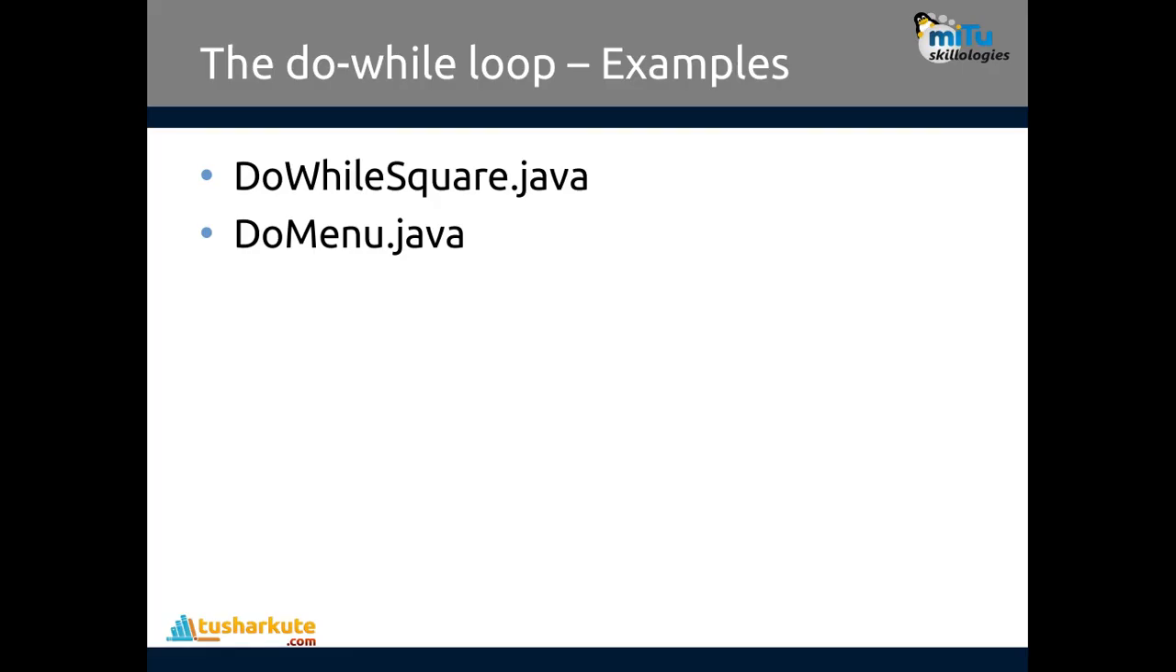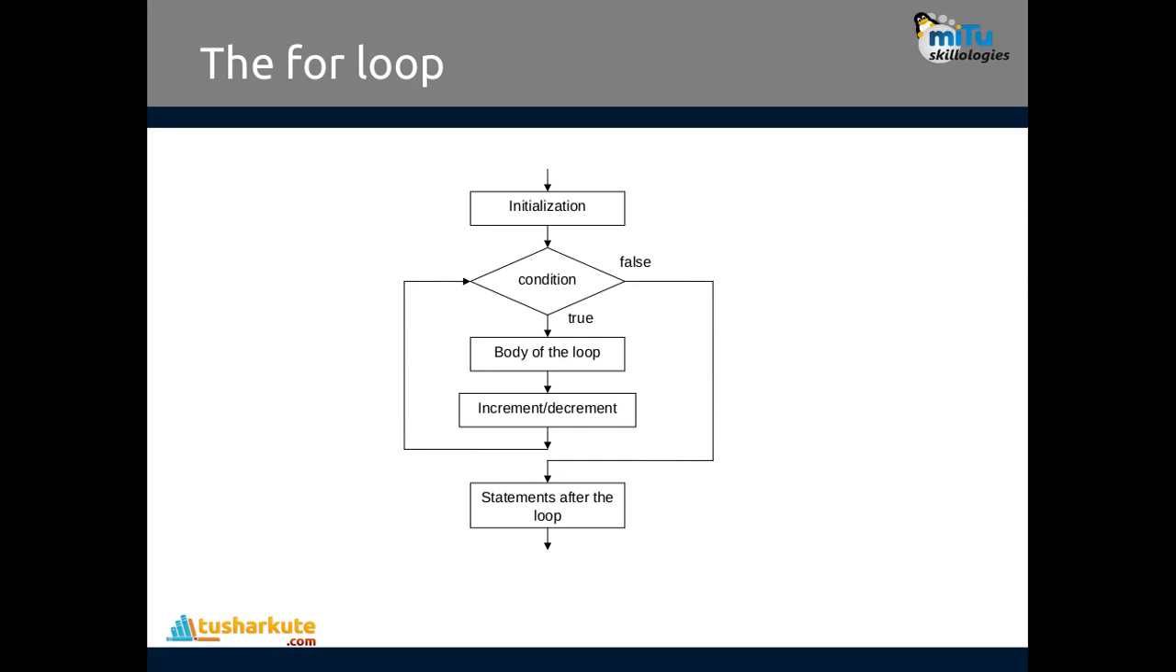Let's continue with the third kind of loop, that is what we call a for loop. It is very commonly used in the Java programming language. So how is it actually executed? Let's see. Initialization is done once. Then the condition is checked. If the condition is true, then the body of the loop will get executed.